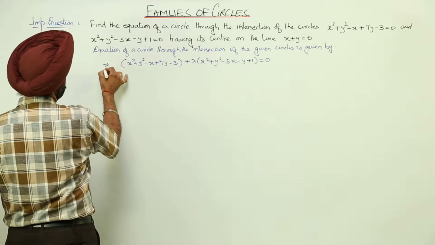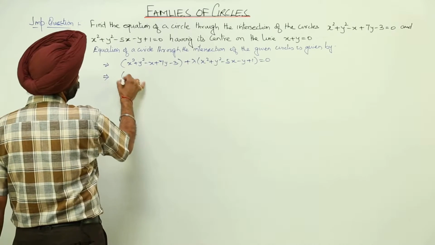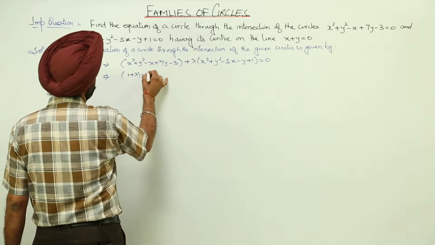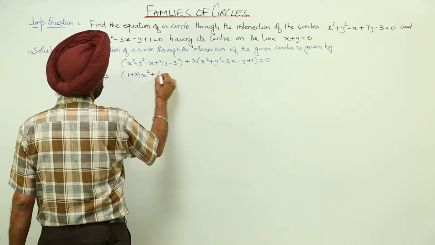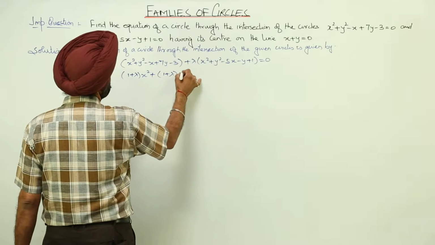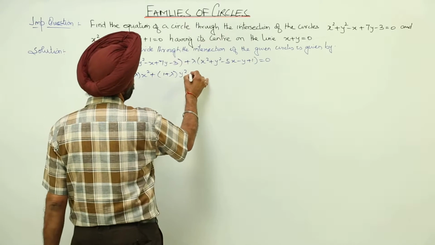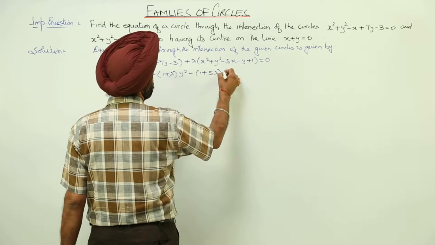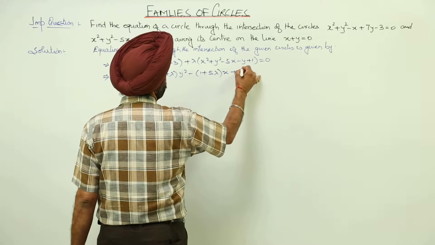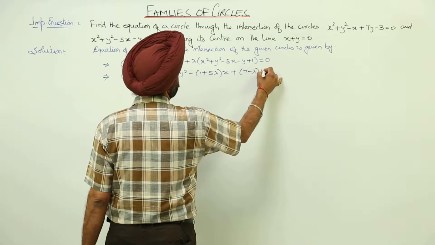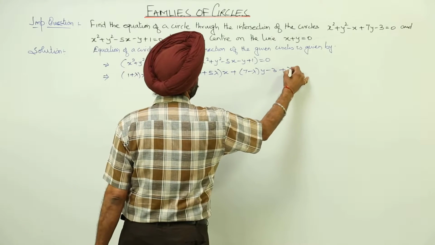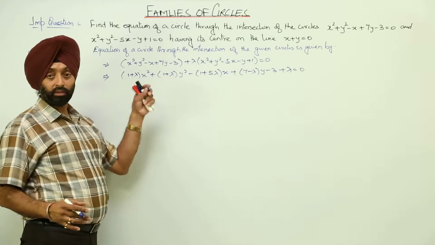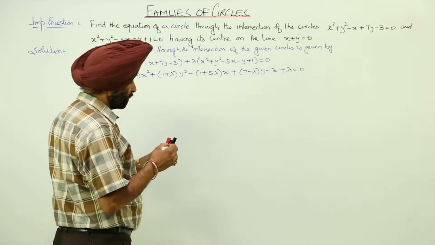Now, to this, what we can write is (1 plus lambda) x square plus (1 plus lambda) y square minus (1 plus 5 lambda) with x plus (7 minus lambda) with y minus (3 plus lambda) is equal to 0, opening the brackets by multiplying with lambda.